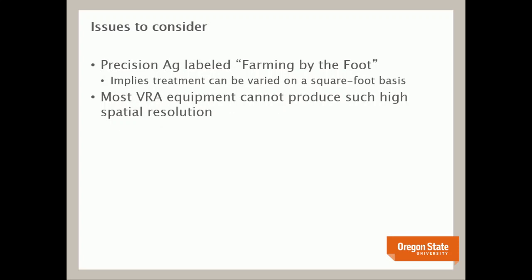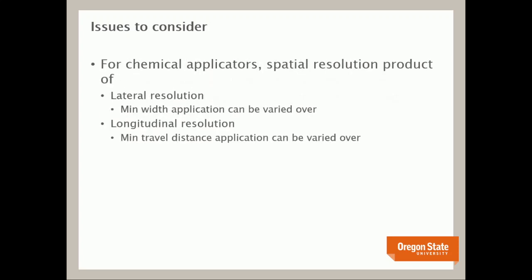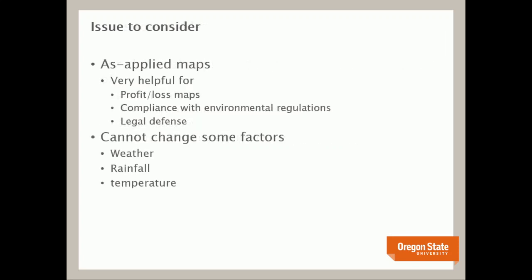Precision agriculture is labeled farming by the foot. Farming by the foot implies treatment can be varied on a square foot basis. Most variable rate application equipment cannot produce such high spatial resolution. For chemical applicators, spatial resolution is the product of lateral resolution, meaning the minimum width over which application can be varied, and longitudinal resolution, the minimum travel distance over which application can be varied.